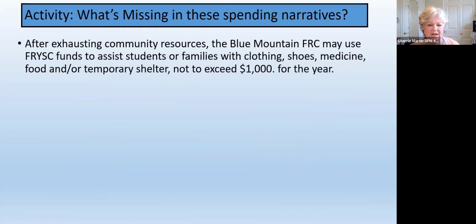Okay, first one. So in your chat, somebody just speak out and say, what's missing in this narrative? This is a fake narrative in somebody's advisory council bylaws in the spending section under welfare, basic needs, emergency assistance. So after exhausting community resources, this is what's written in the bylaws. This Blue Mountain FRC may use Frisk funds to assist students and families with clothing, shoes, medicine, food, and or temporary shelter not to exceed $1,000 for the year. What is missing from this narrative, the spending narrative? Can anybody say?